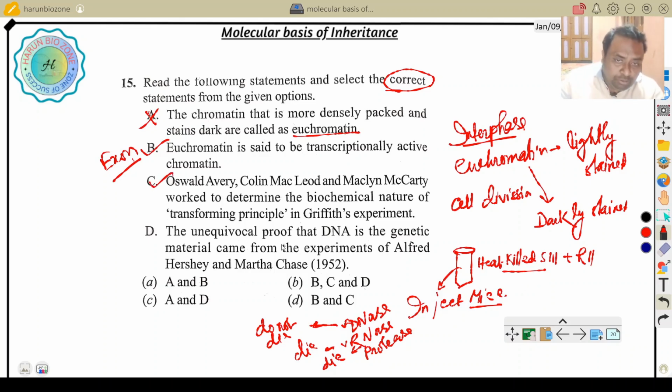The unequivocal proof that DNA is the genetic material came from the experiment of Alfred Hershey and Martha Chase. Hershey and Chase used a radioisotope to prove that DNA is the genetic material. This is also right. So here the correct options are B, C and D.